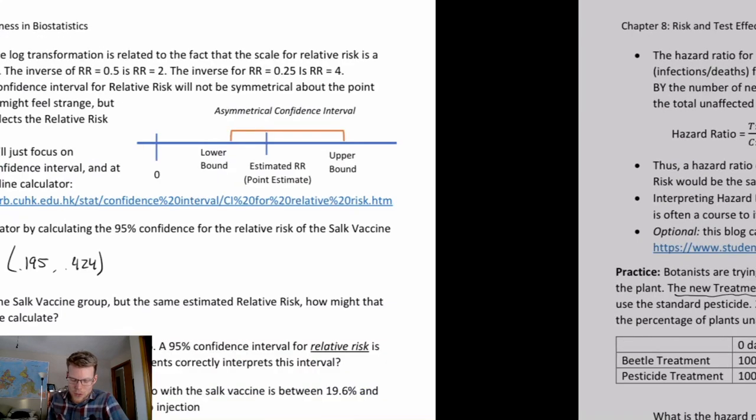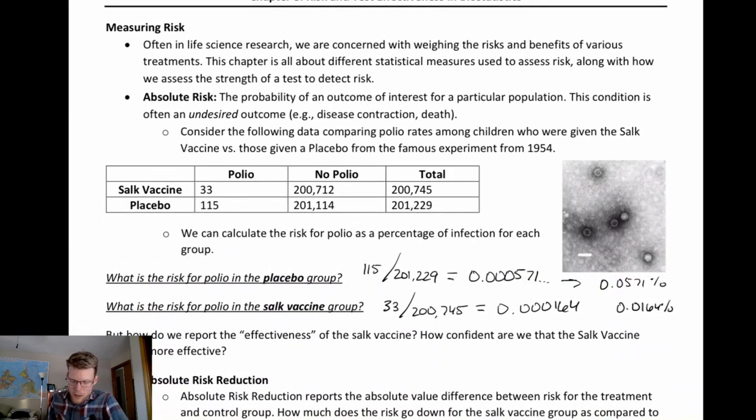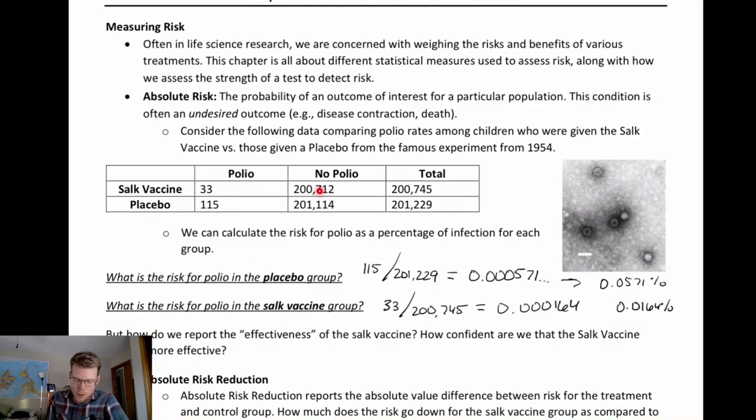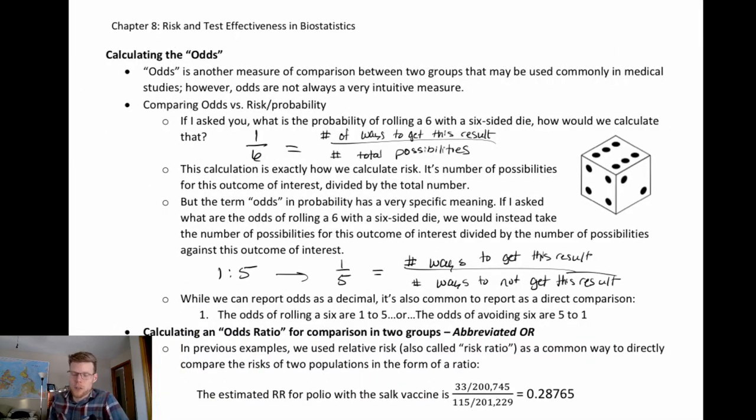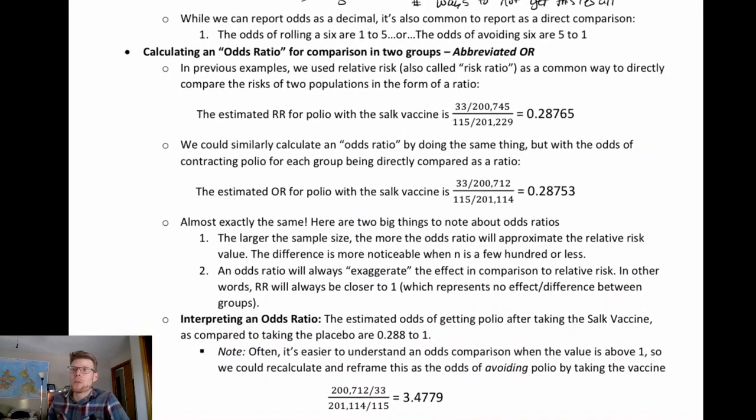So if you look back at this table way back here, we're doing 33 divided by this number, 115 divided by this number for odds. It's 33 divided by this number, 115 divided by this number for relative risk. So if I go back somewhere, oops, that's too far. There we go. One thing you'll notice, though, is that if we calculate the odds ratio using these odds instead of risk, my outcome is almost exactly identical, right? So 0.28753 versus 0.28765. These are almost identical.